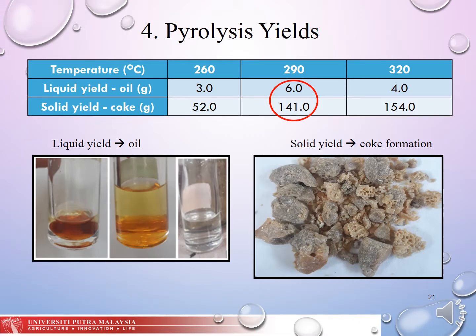Okay, next moving on to the crucial part of this experiment, which is the pyrolysis yield. There are two types of yield produced, which are the liquid yield and also the solid yield. The liquid yield is the oil produced, while the solid yield is the coke produced. As you can see, at 290 degrees Celsius, it shows the highest oil yield mass produced, which is 6 gram compared to the other two temperatures, and also 141 gram of coke produced, which is higher than 260 but lower than 320.